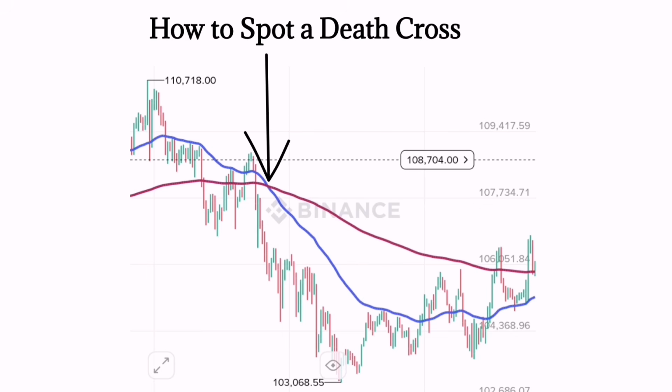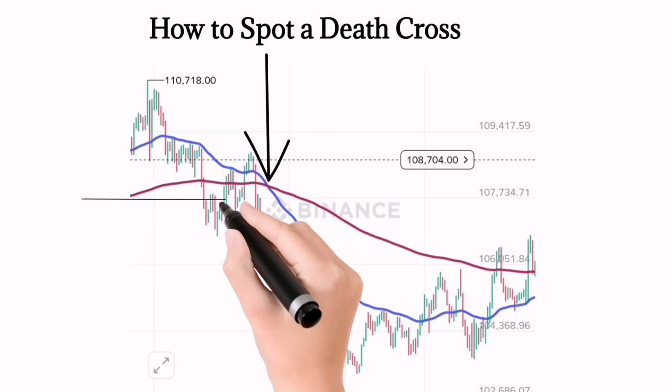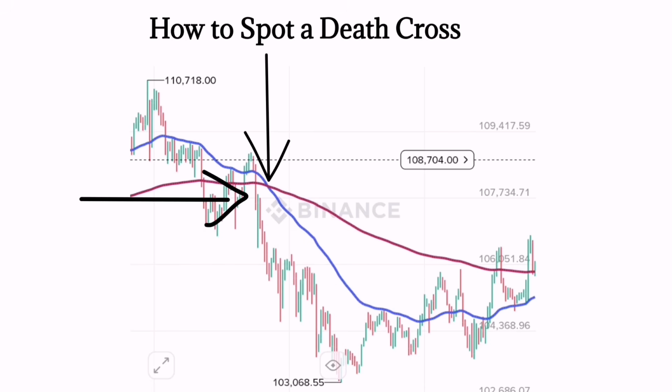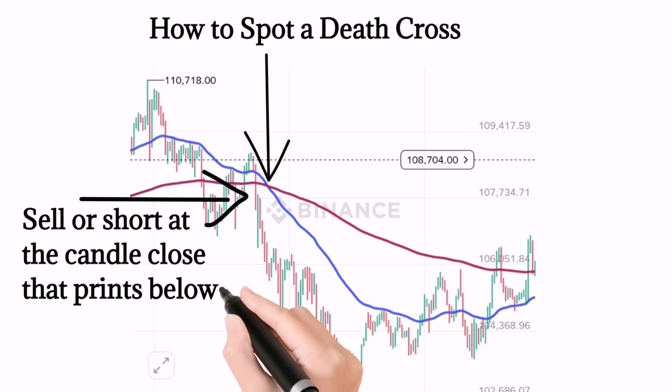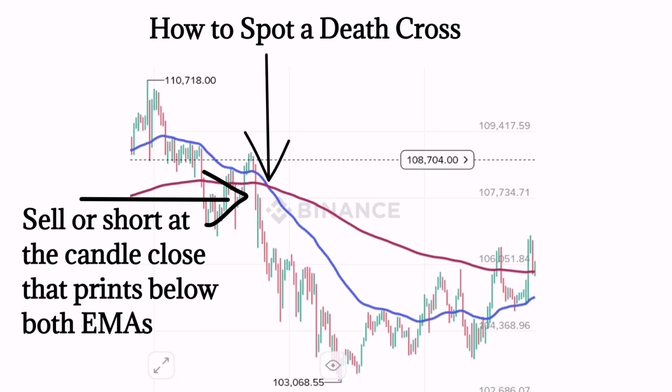Price position. Price should close beneath both lines. If price is still above, bears are not truly in control. Volume pulse. A spike in selling volume validates the shift. Quiet crosses often fade back upward, so volume matters.